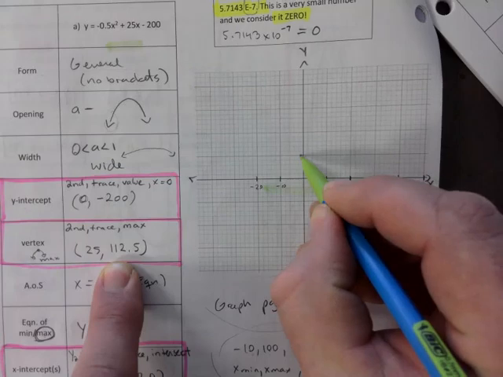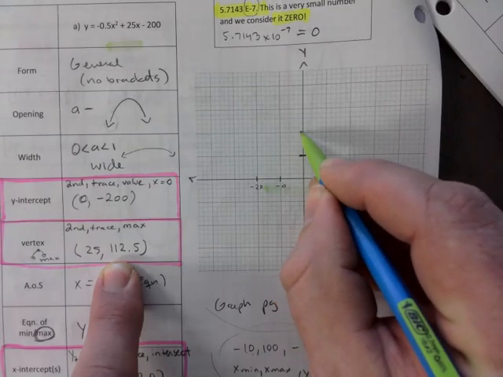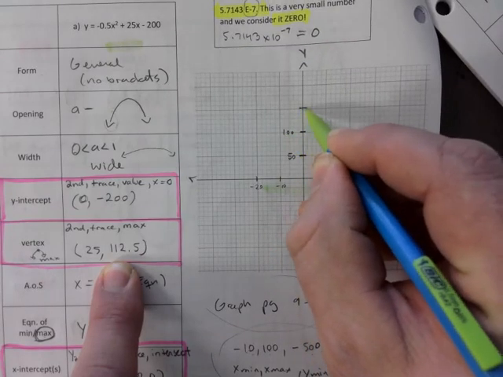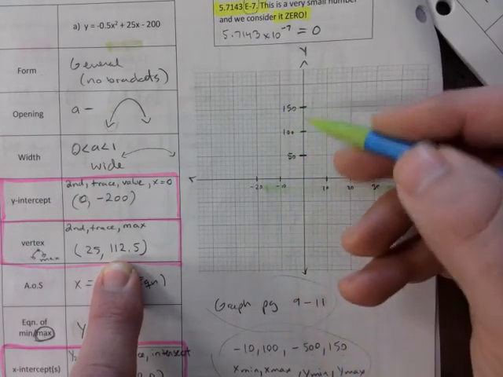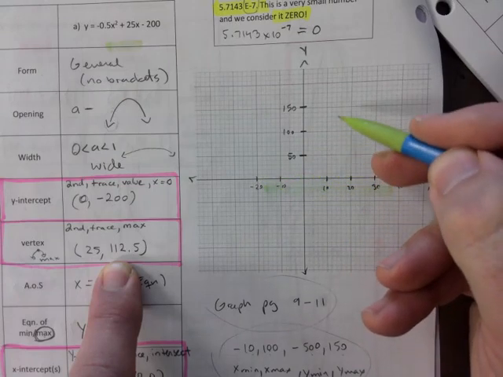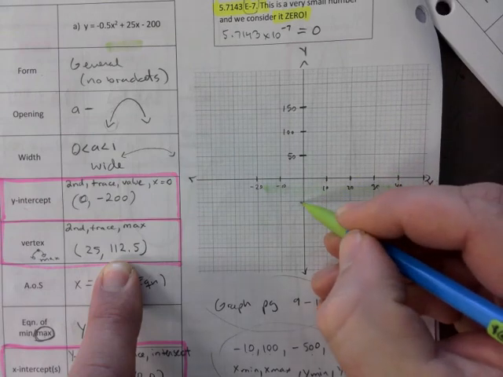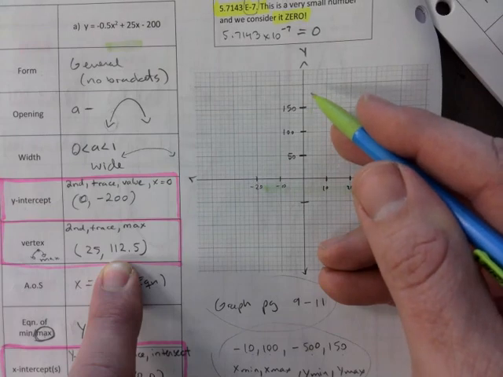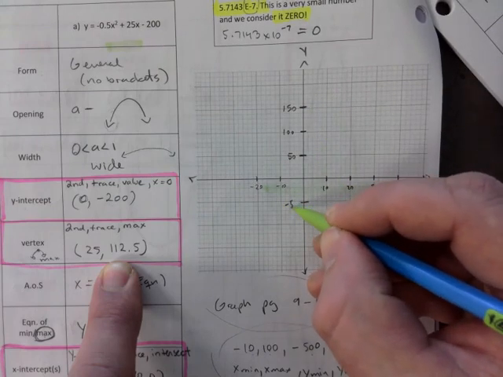So I will do this. I will go 50, so 50, 100, 150. Is this okay to have a different scale on the x-axis? Yes, as long as it's consistent. Okay? You can't say you go up by 50, and all of a sudden you go up by tens. That's a no-no, okay? So we're going to go negative 50.